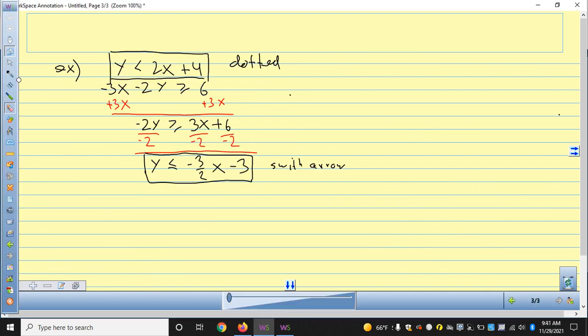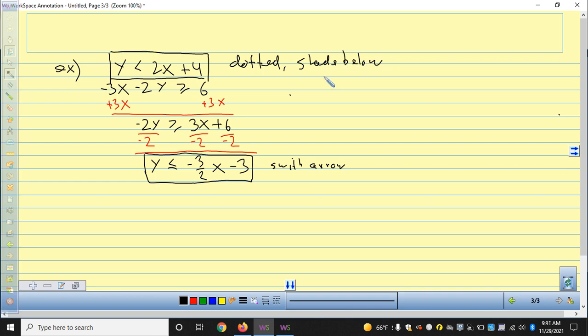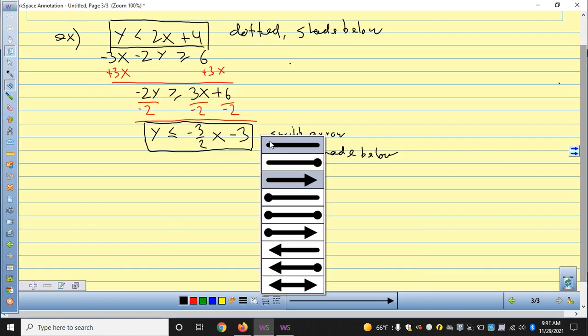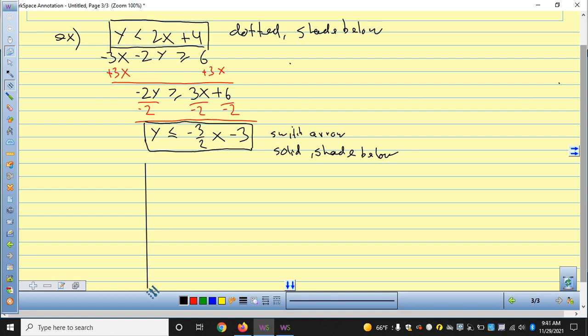All right, so this is going to be dotted, and we're going to shade below because it's less than. This is going to be solid, and we're going to shade below. Solid because we have an equal, and we're going to shade below because we have less than. So let's make those graphs. I'll be careful this time and make sure I graph my dotted line.